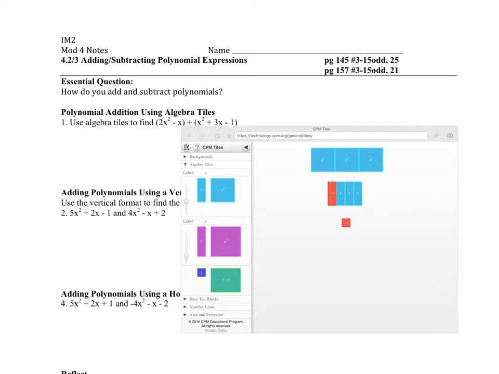Now we see here we have a negative x and an x, so those two together cancel each other out. And so then what we're left with is 3 x squareds, 2 x's, and then 1 negative 1 tile. And so that's what our answer is when we add those together.